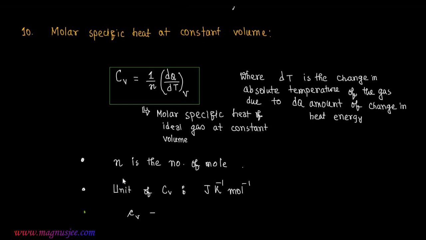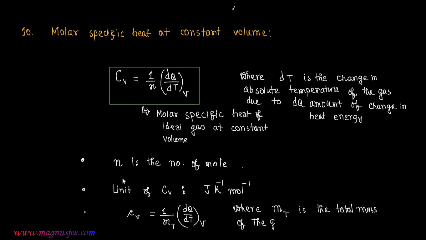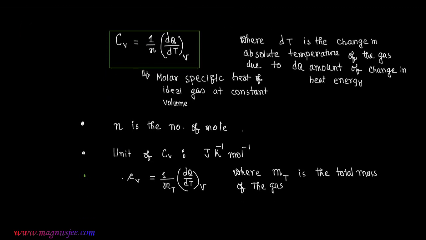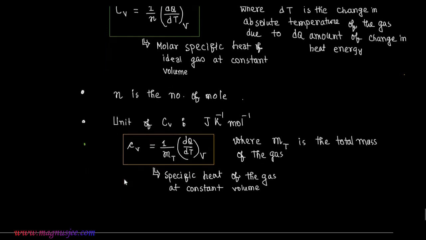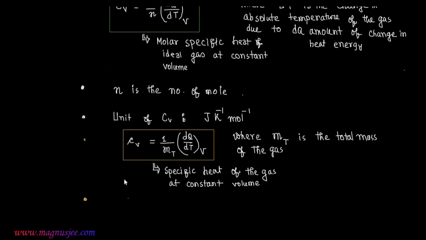Small cv is the specific heat of the gas, which has the expression 1 by mt dQ by dT at constant V, where mt is the total mass of the gas. It is not the molar mass. Small cv is only the specific heat of the gas at constant volume, equal to 1 by mt dQ by dT at constant V, and it is denoted by small cv.